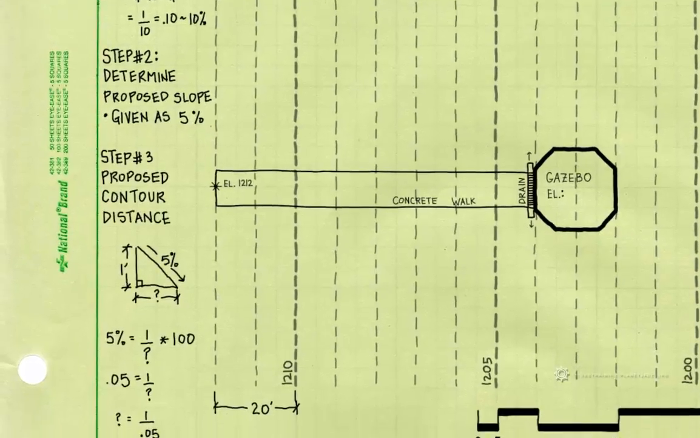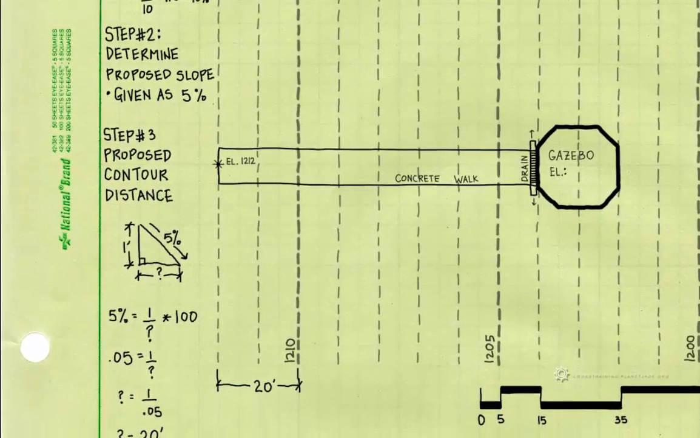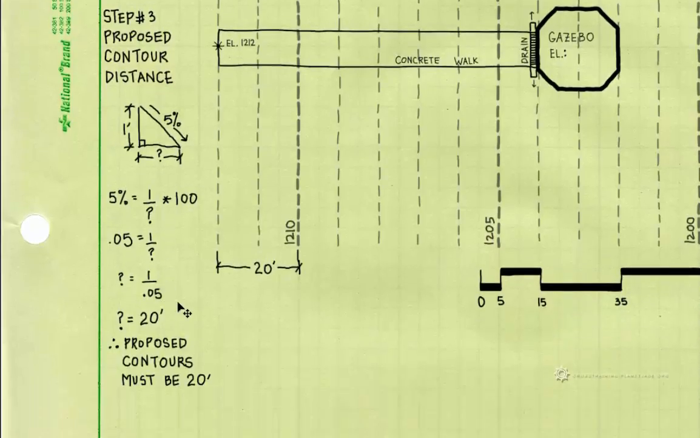The next thing that we need to do is to figure out the spacing for our new proposed contours. So again, we're setting up our triangle. We know that the slope needs to be 5%, and we're just taking a look at the spacing between just two contours, and we know that the elevation change is going to be 1, because if it's just between two contours, the elevation change is just 1. But we don't know what the distance is going to be. So we set up our slope equation, and we find that our distance needs to be 20 feet. And basically what that means is that our contour spacing needs to be 20 feet apart.